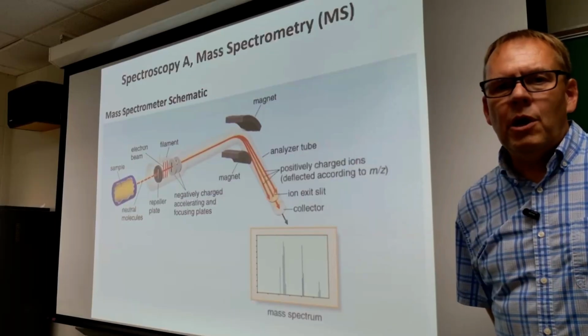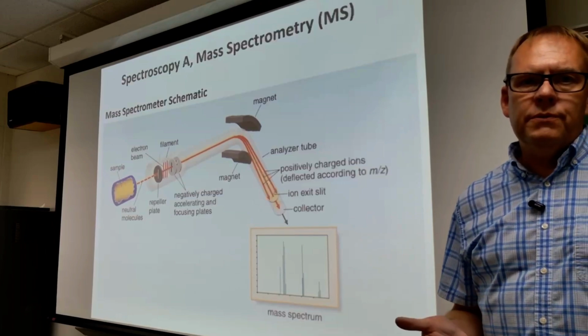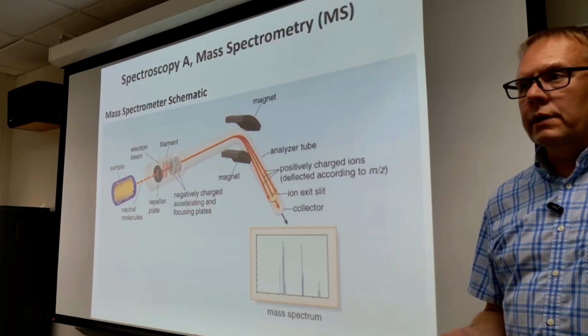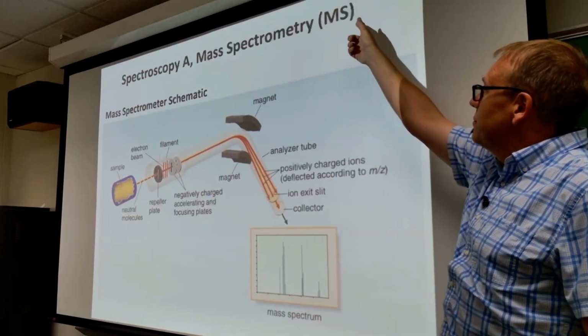Today, we're going to be talking about mass spectrometry, and we're going to discuss what that is and what it can be useful for, how you can use it to help you identify molecules or bits of molecules. Mass spectrometry is oftentimes abbreviated MS.